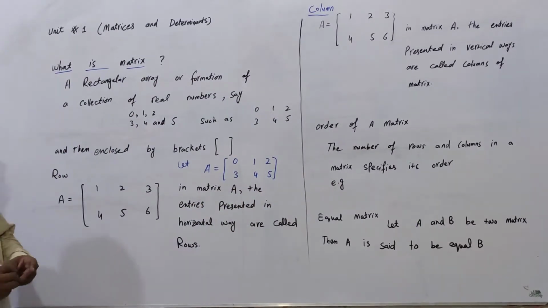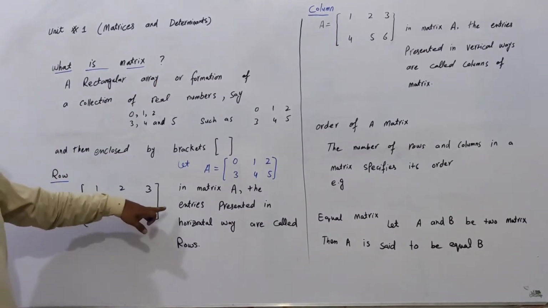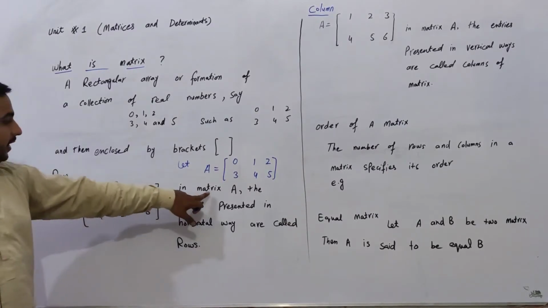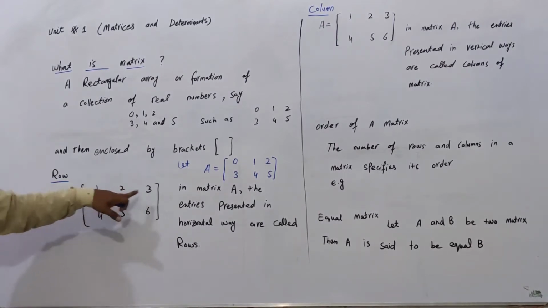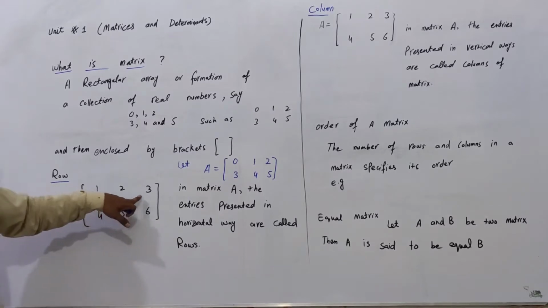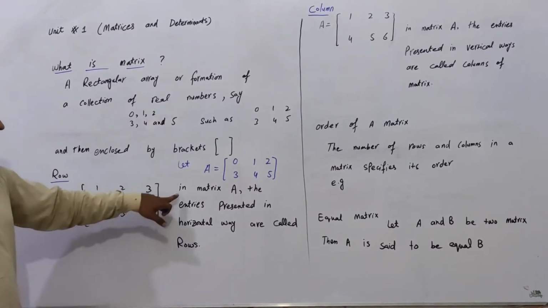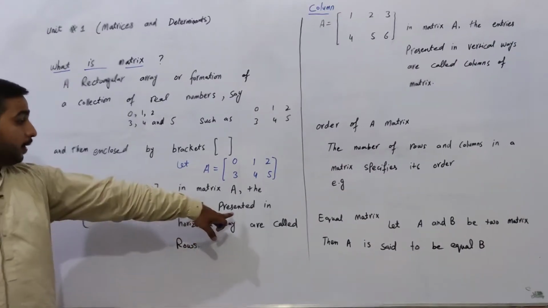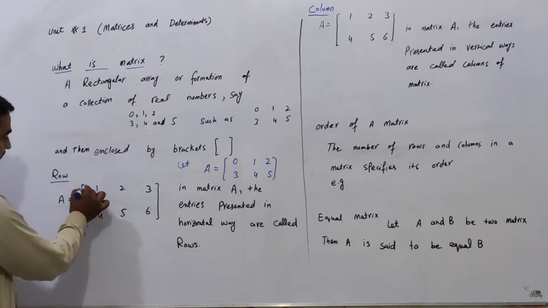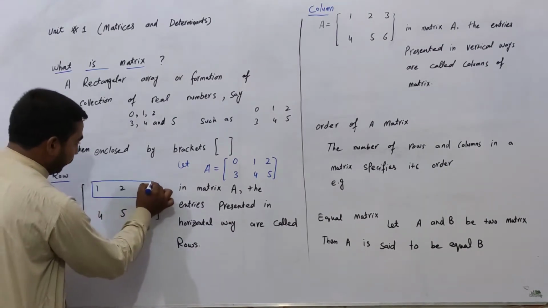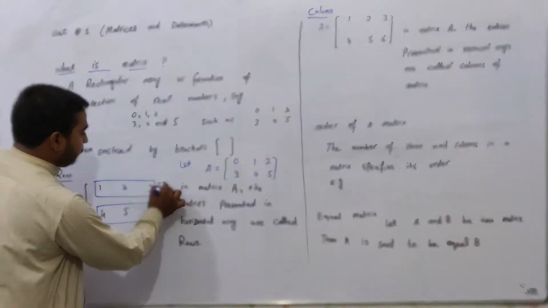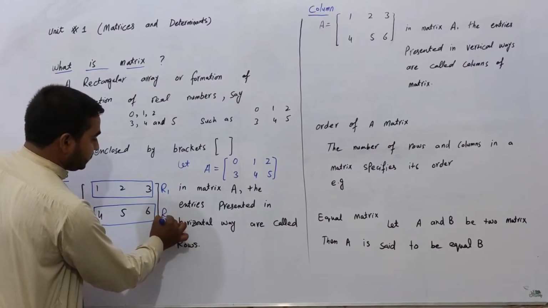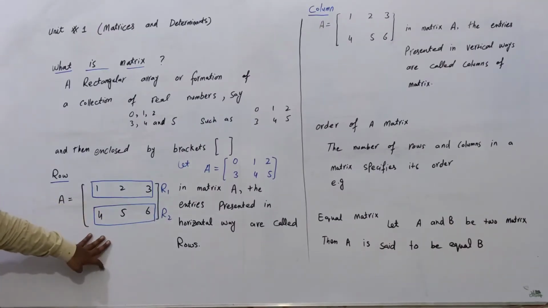Now we discuss rows and columns. What is a row? A row is a horizontal line. This is the matrix A. The entries in the matrix are 1, 2, 3, 4, 5, 6. In matrix A, the entries presented in the horizontal way like this are known as rows. We name the first row R1 and the second row R2. This is known as the row of a matrix.